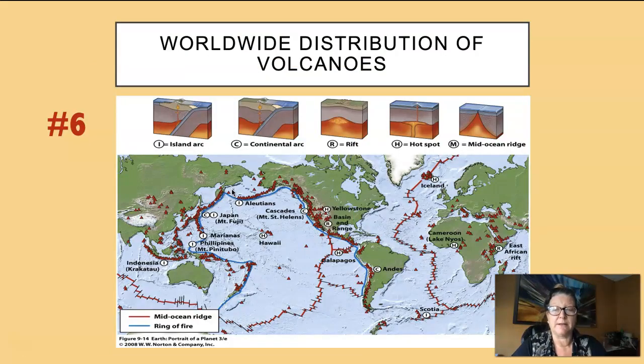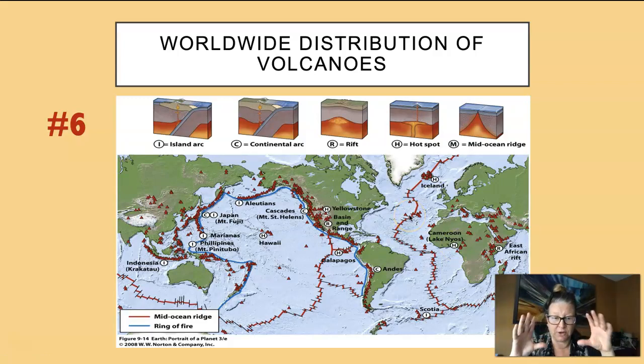Number 6 is the worldwide distribution of volcanoes. So if you look here, everything that says I or C are lines of volcanoes that are associated with subduction. So we have subduction west of South America, in Central America. We have some at the Juan de Fuca plate going underneath North America. All of these zones out here are volcanoes that are active because of subduction zones. We also have some hotspot volcanoes, and those are not necessarily related to plate tectonics, but they do tell us some information about the plate motion.